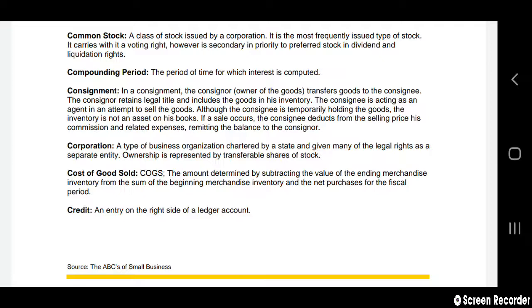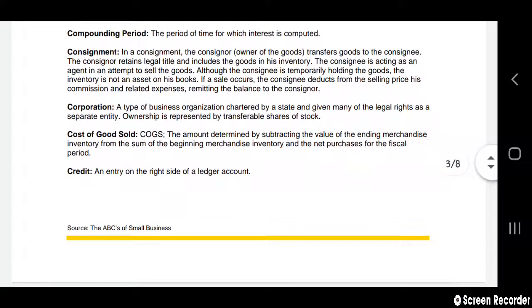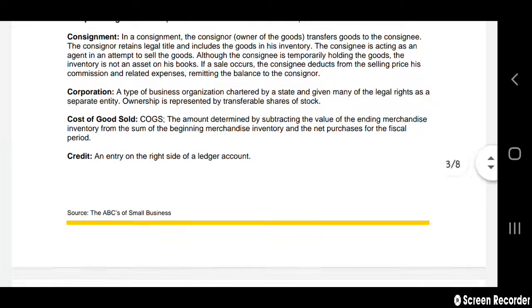Next, compounding periods. The period of time for which interest is computed is the compounding period.